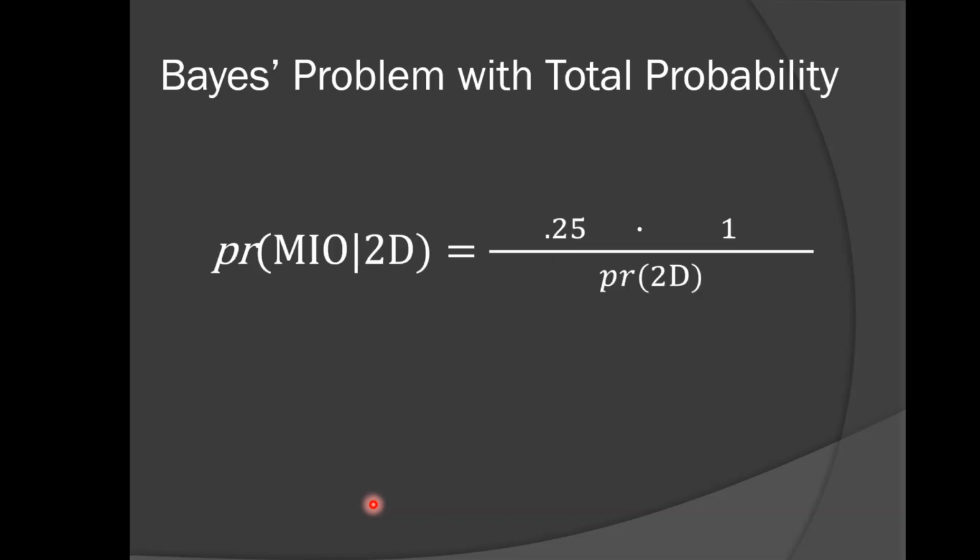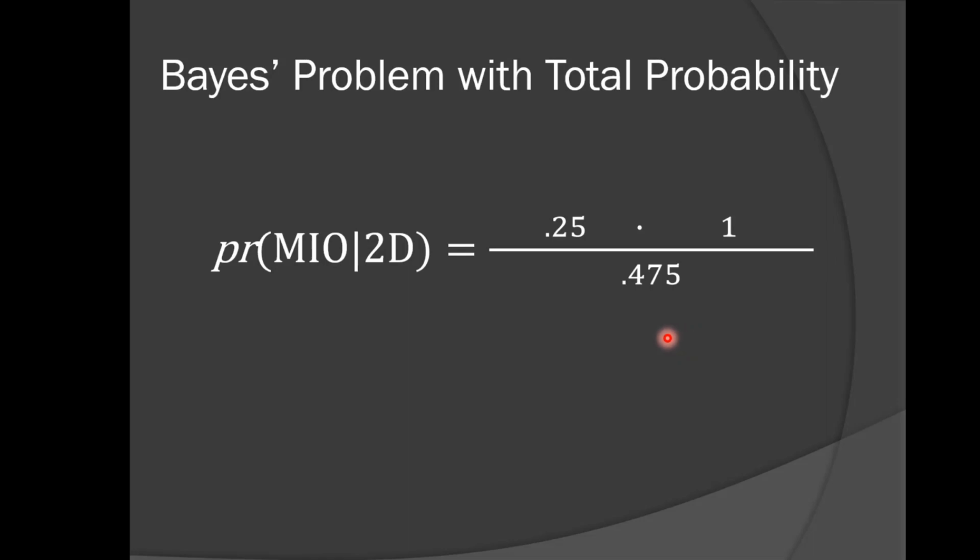This is where we left off. We want to figure out the probability that the car is made in Ohio, given that it's a two-door. We already had the prior probability of the hypothesis, and we had the probability of the evidence given the hypothesis. And what we've done now is we've figured out what the total probability of the evidence is. So let's plug that in.